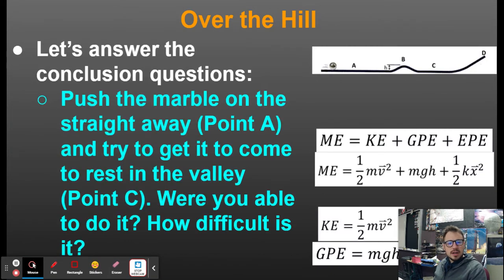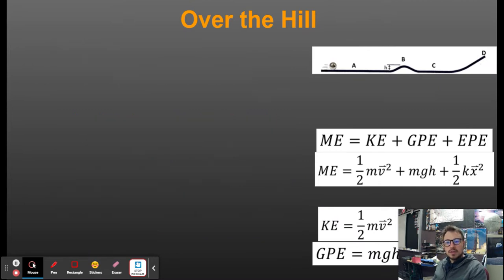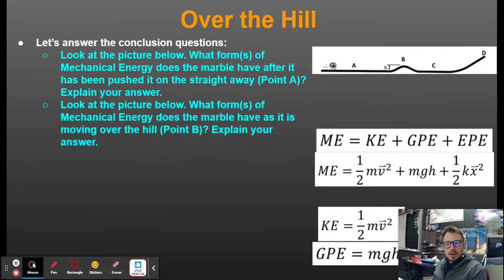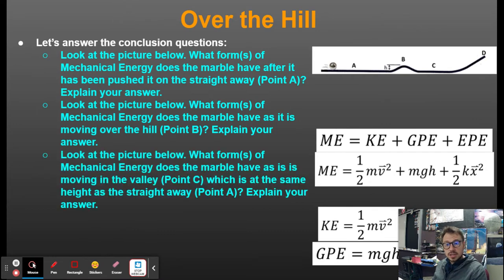If we look at this, you're trying to place the marble on point A, and push that marble over the hill, over point B, back down to the valley, up the ramp, point D, and then back down to rest in the valley so it doesn't go back over the hill. If we look at the picture, the mechanical energy at point A on the straightaway, once it's moving, it has all kinetic energy. It's not at a height. Now, as it's moving over point B, over the hill, it's moving, so it has kinetic energy, but it's also at a height. So some of that kinetic energy was transformed into gravitational potential energy as well.